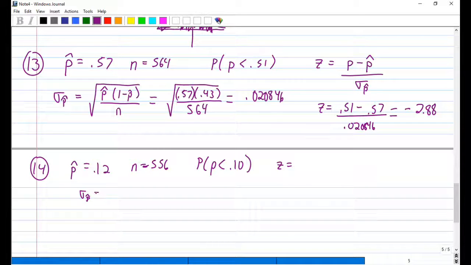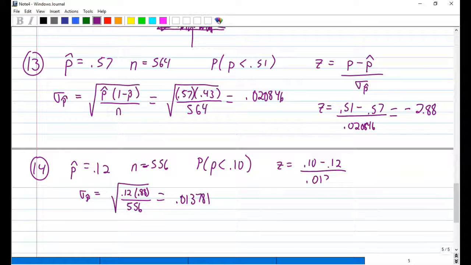That is our standard deviation of our proportion, and that's the square root of p times 1 minus p divided by n. So our p hat was 0.12, and if you subtract that from 1, that's 0.88, and then that's divided by 556. When you do that in your calculator, you should get about 0.013781. All right, and if I plug this in my formula now, it's 0.10 minus 0.12 divided by 0.013781. If you round that to 2 places, you're going to get -1.45.